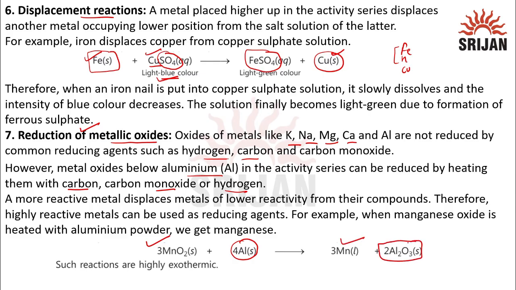This is the reducing power of aluminium that helps in reducing manganese, because aluminium is very reactive, and such reactions are very exothermic. That means a very large amount of heat or energy is released during these reactions. So I hope this topic is now clear to you. Thank you.